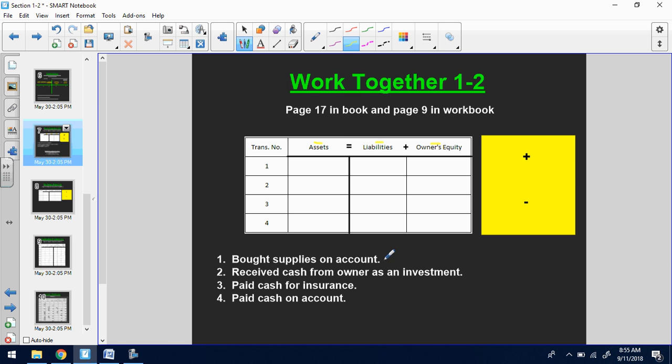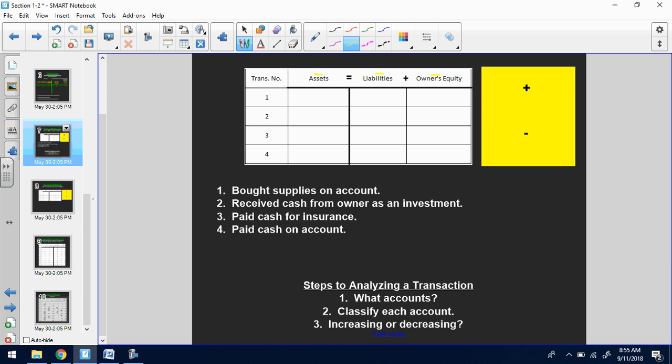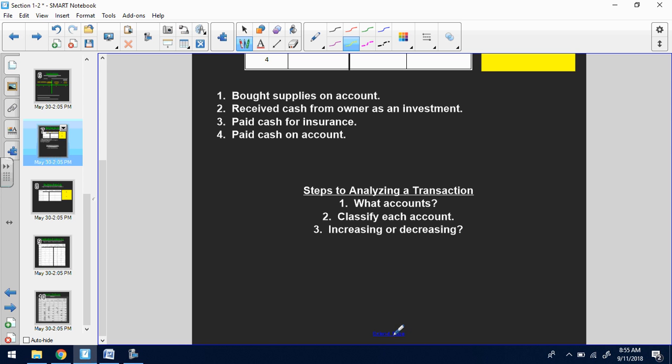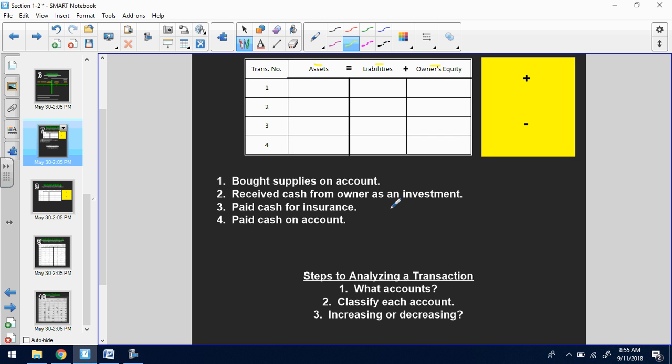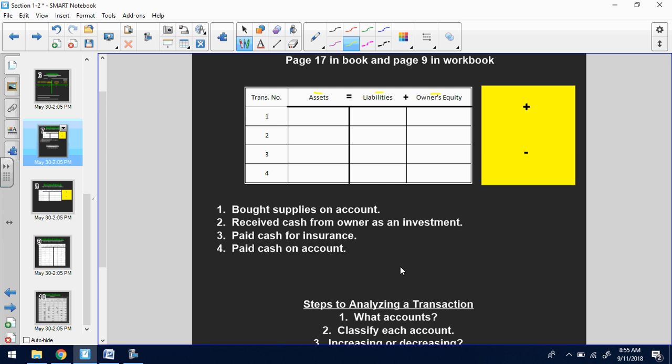All right. So if you look here, we have 4 transactions. Anytime you have a transaction, there's 3 steps to analyzing it, and here they are right here. Basically, after you read it, you have to decide what accounts are affected, how they are classified, meaning where they fall under, which part of the equation, and are they going up or down. All right, so I'm going to take you through all of them. First transaction is bought supplies on account.